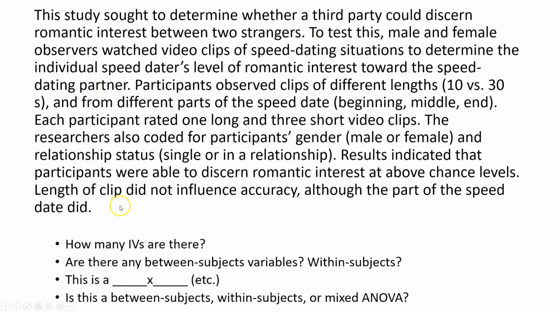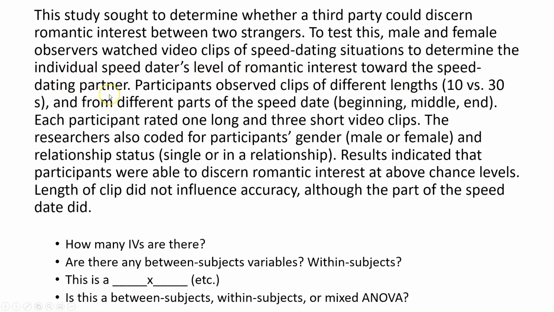All right, let's try this next one. This study sought to determine whether a third party could discern romantic interest between 2 strangers. And by third party, we mean somebody who's not on a date with them, just watching a video of them. So they're watching a video of two strangers. To test this, male and female observers watched video clips of speed dating situations to determine the individual speed dater's level of romantic interest toward the speed dating partner.